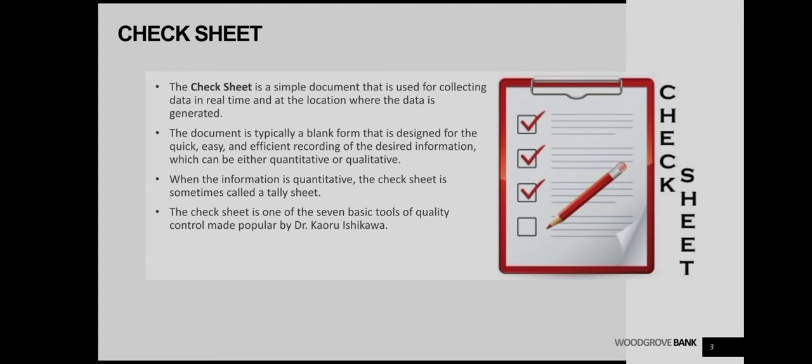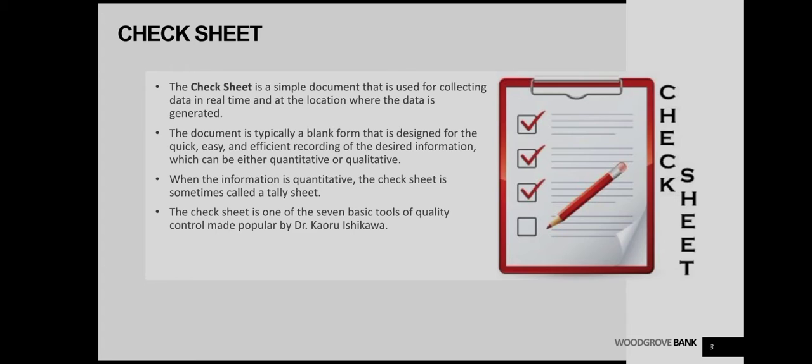So what is a check sheet? The check sheet is a simple document that is used for collecting data in real time and at the location where the data is generated. The document is typically a blank form that is designed for the quick, easy, and efficient recording of the desired information, which can be either quantitative or qualitative. When the information is quantitative, the check sheet is sometimes called a tally sheet.